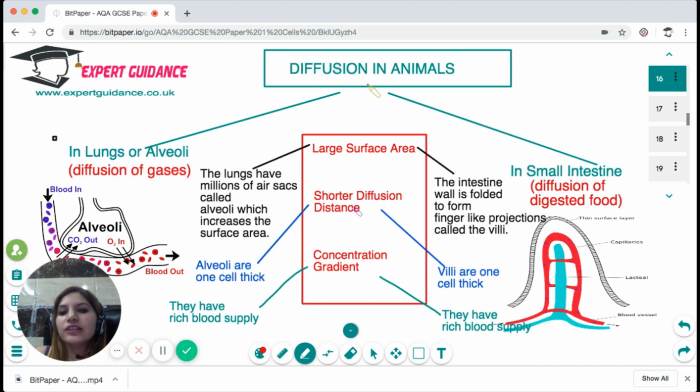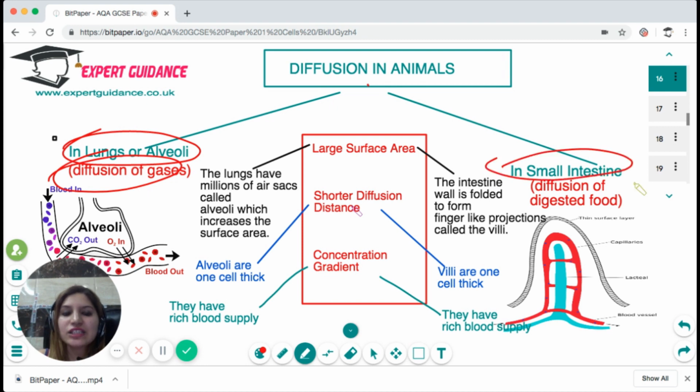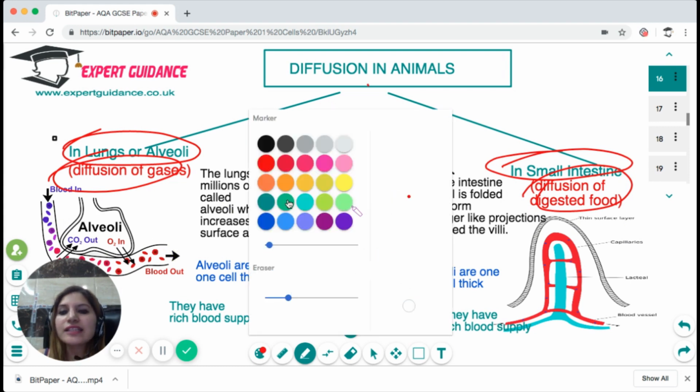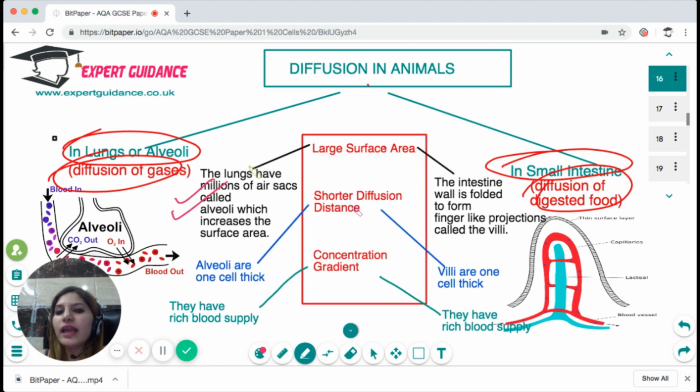Now, the diffusion in animals, there are two examples. In the lungs or the alveoli, there is diffusion of gases that takes place. And in the small intestine, diffusion of digested food takes place. If you see this structure of the alveoli, the lungs have millions of alveoli, which increases the surface area. For the shorter diffusion distance, they are one cell thick, and for maintaining the concentration gradient, they have a rich blood supply.